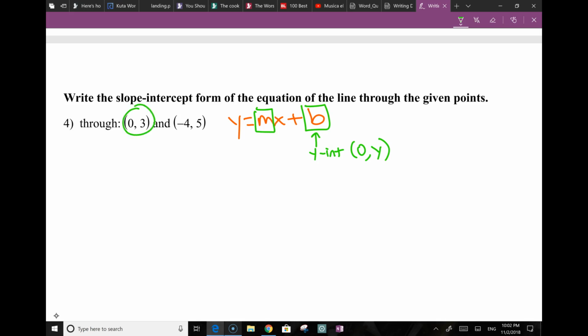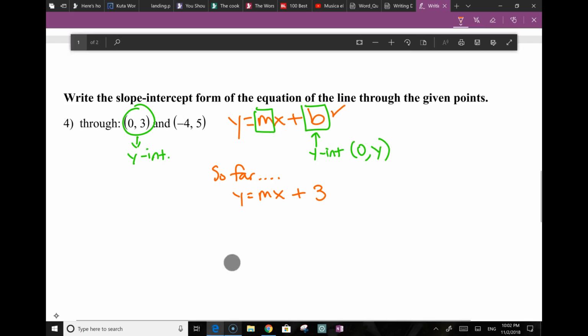So this 0, 3, this is my y-intercept. Okay, and so all I need from that is the 3 part. So what I'm going to do is take that and plug it in. So far I have y is equal to mx plus 3, because my 3 is positive. All right, so now I can check this off, and all I need is my slope. And in this case, I really have only one option. I need to calculate the slope. There is no other option to count squares because we don't have a graph to look at. So I'm going to calculate the slope.